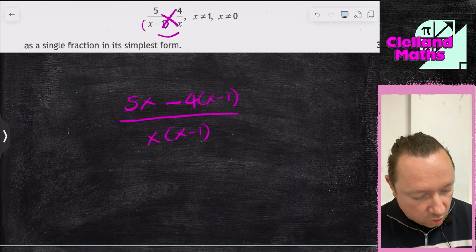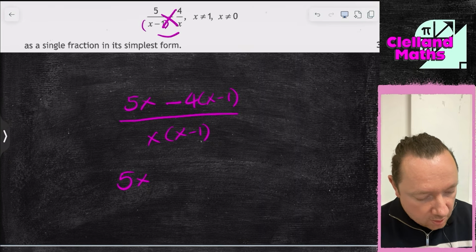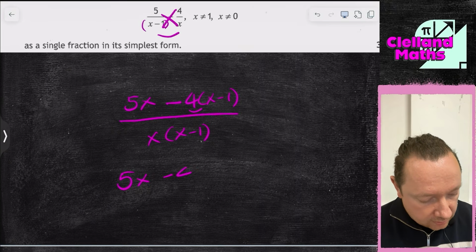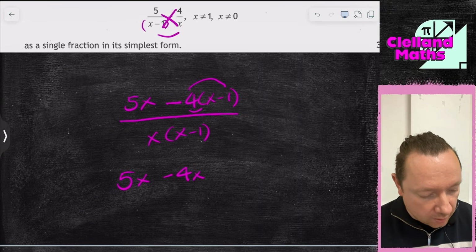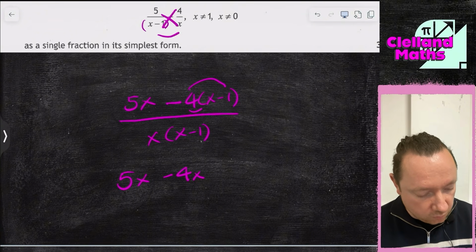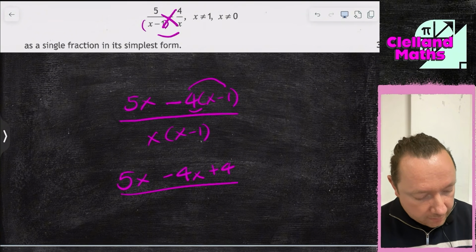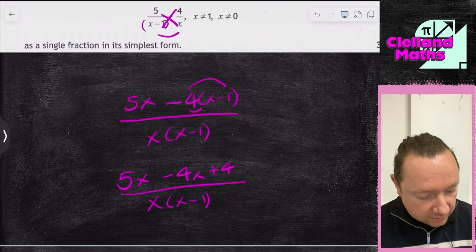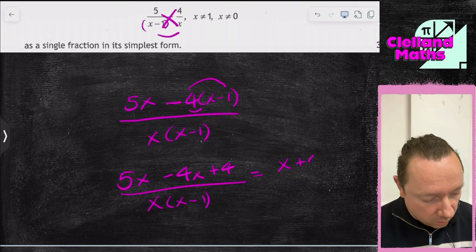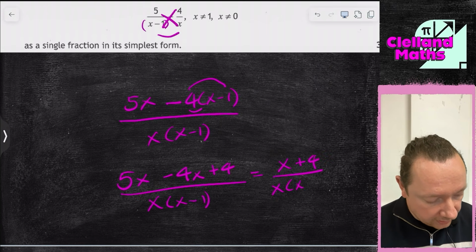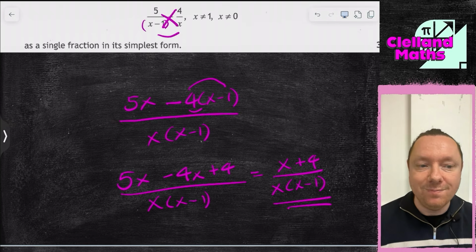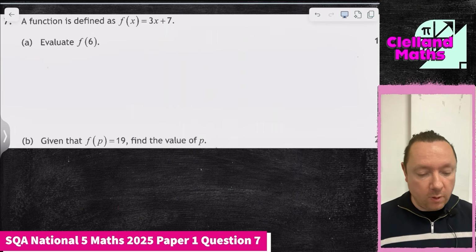Expand and simplify our top then. 5x minus 4x. Watch out. Plus 1. Plus 4. 4 times 1 is 4. But it's a minus times a minus. And then you need to just say, well, that's x plus 4 over x minus 1. And we're done there. SQA National 5 Maths 2025, Paper 1, Question 7.